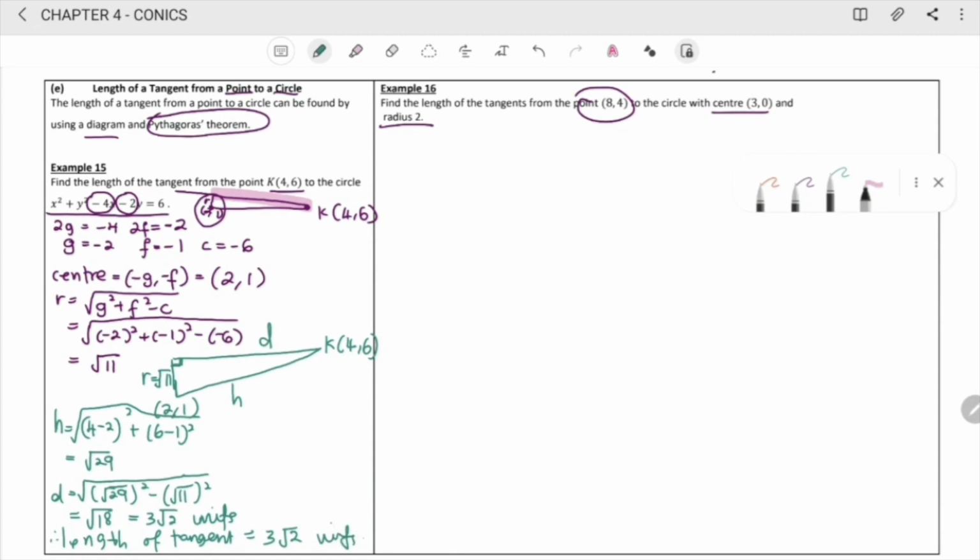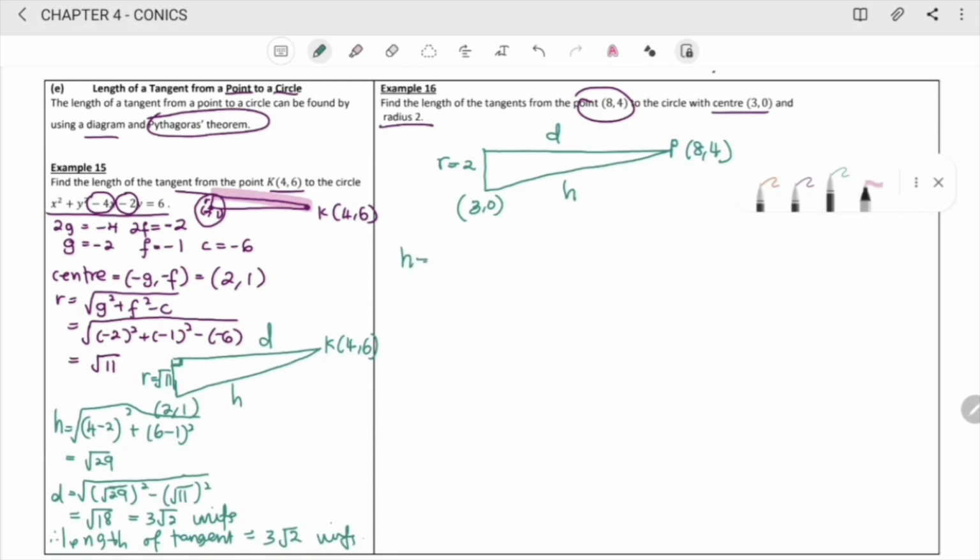Okay, move on to example 16. Find the length of the tangent from the point (8, 4) to the circle with the center (3, 0). So we have this tangent, and we have the radius, and we have the center here. So the center is (3, 0). It's already given to you, no need to find it. And here is the point, we label it P, with coordinates (8, 4), and the radius is 2. And then we need to find H, and later we'll go find D.